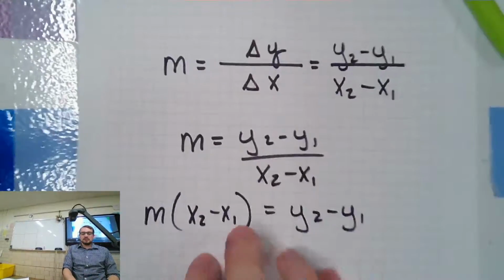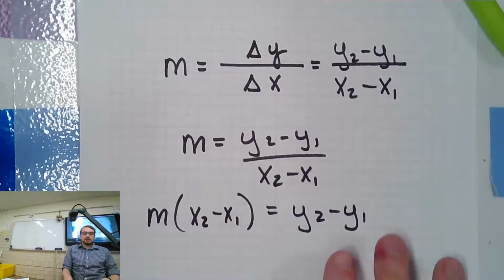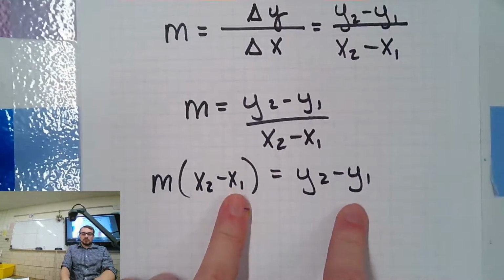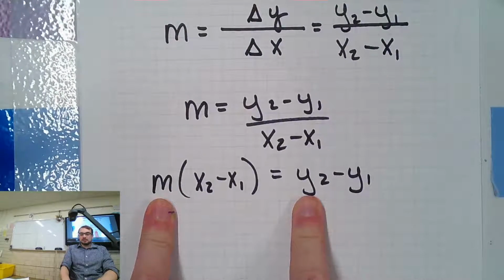What this allows us to do is plug in some coordinates and find out what our slope is, right? That's what this is. But it also allows us to only plug in some coordinates, leave the other y and x alone, and plug in our slope and get an equation. So here's what I mean by this.